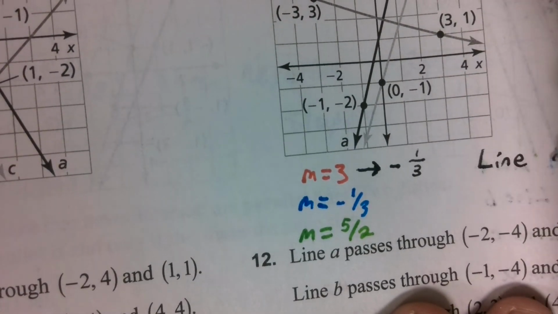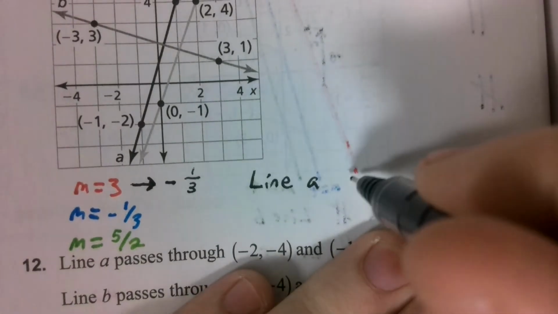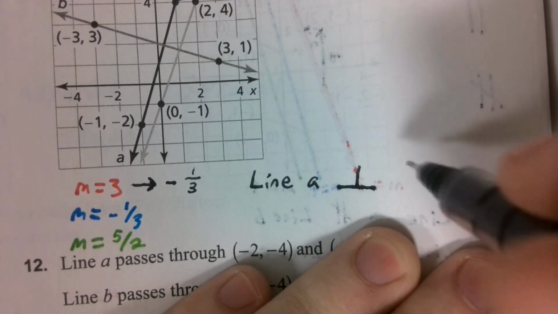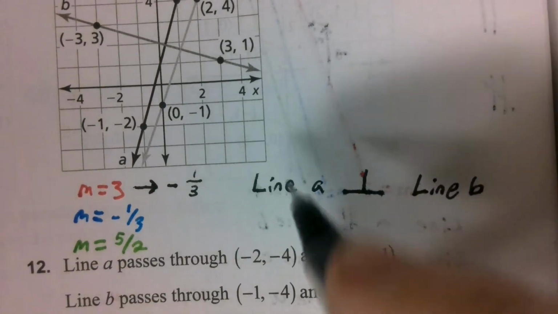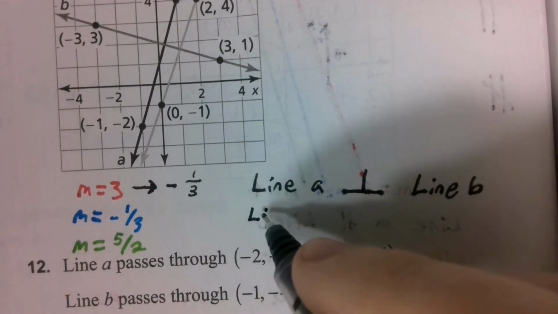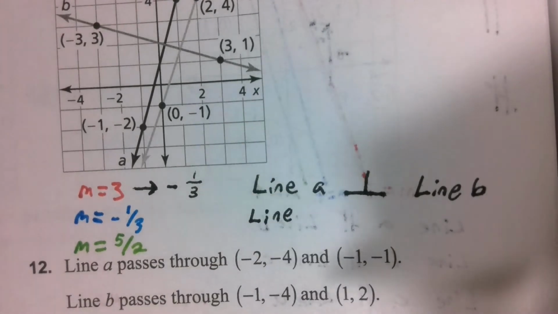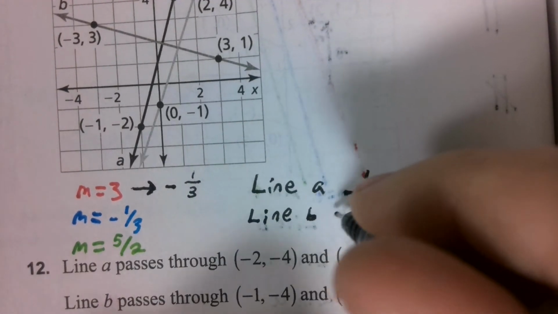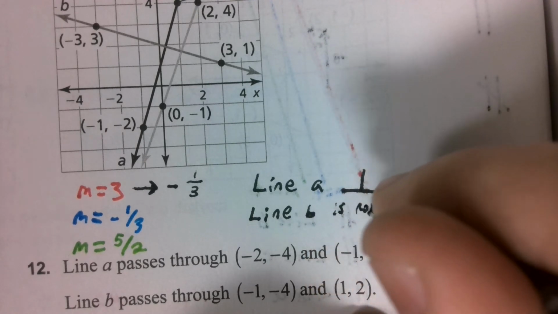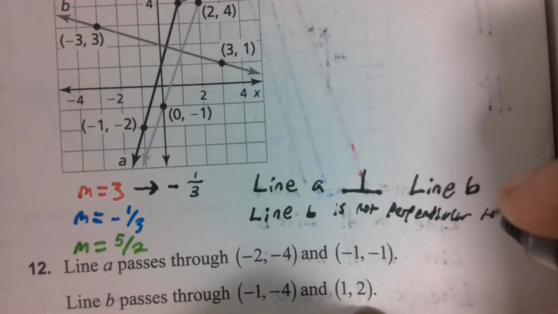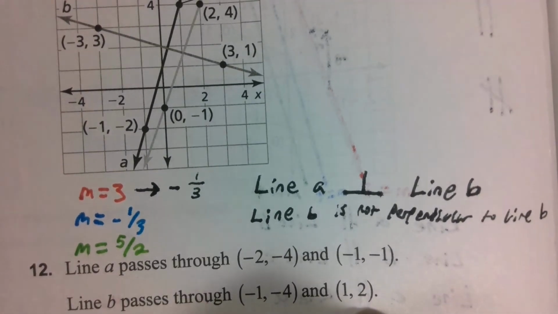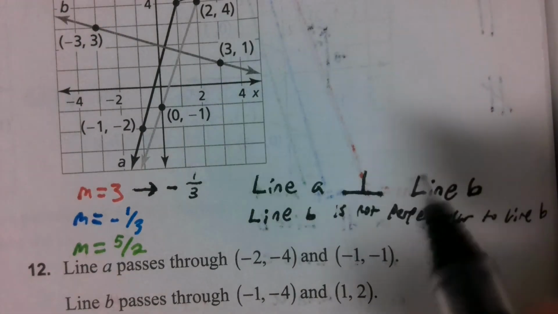The symbol for perpendicular looks like this. We say that line A, and to show perpendicularity, we have sort of this T intersection, line B. There is no symbol for not perpendicular, so if we were looking for line B and line C, for instance, we would say line C is not perpendicular to line B. You just have to write it out, unfortunately. There's no slash through or anything.